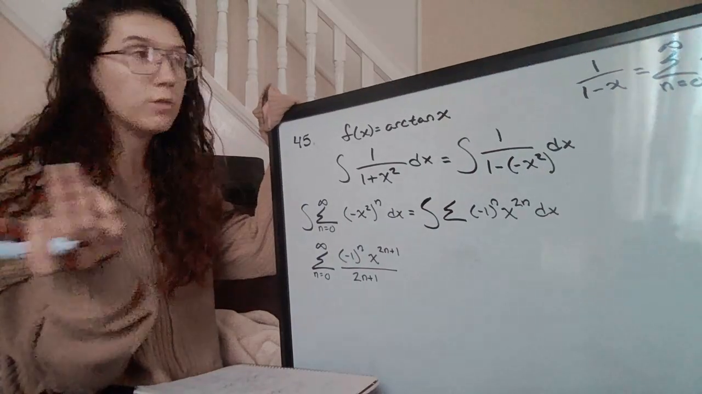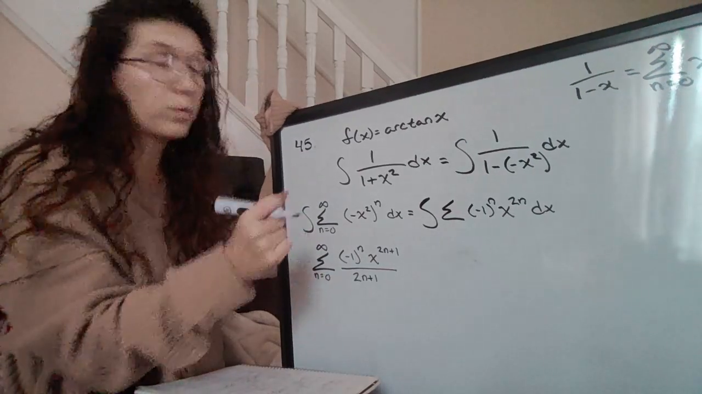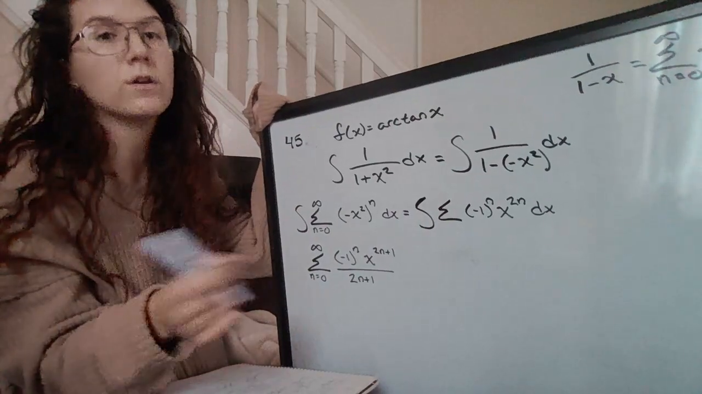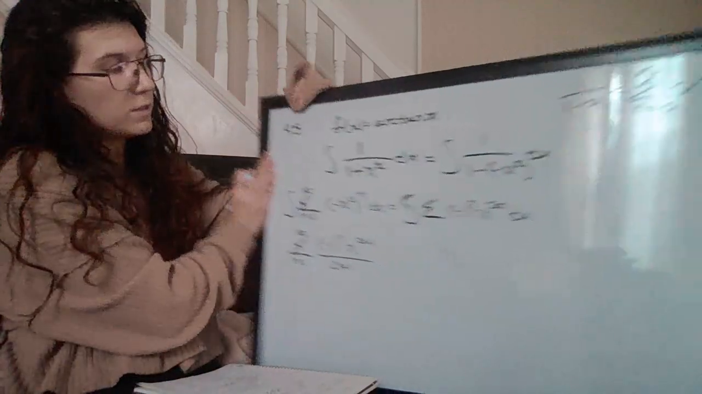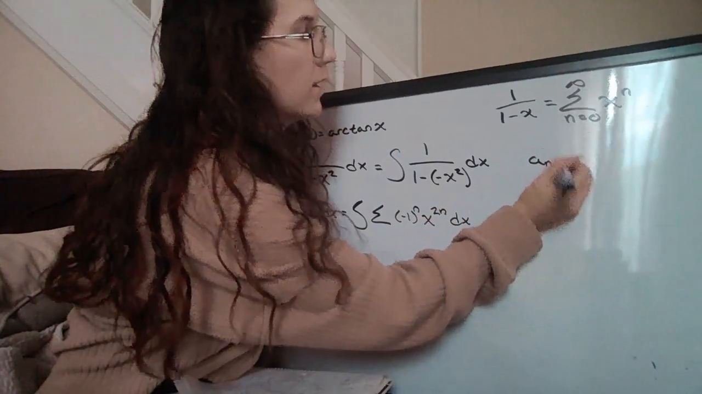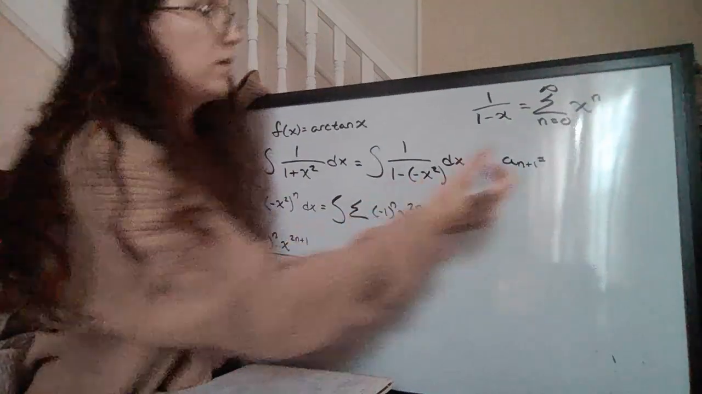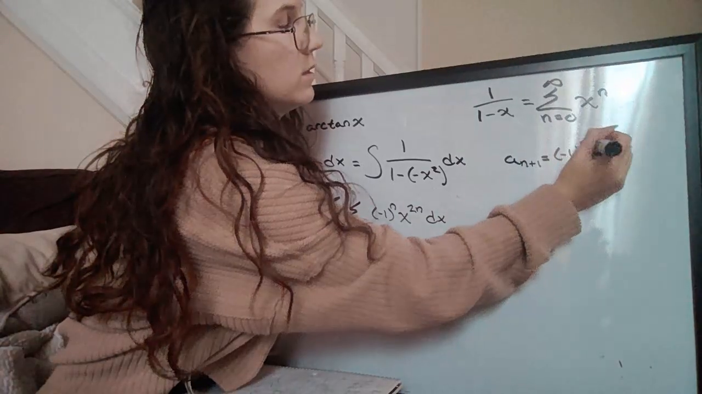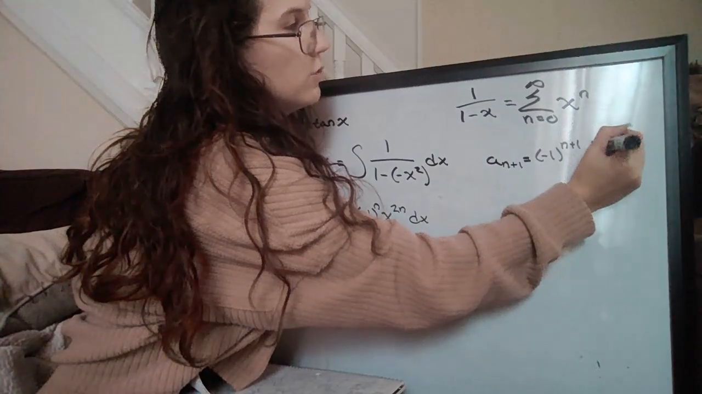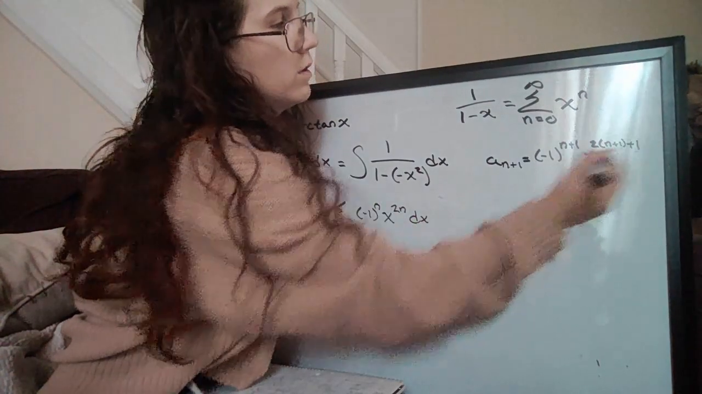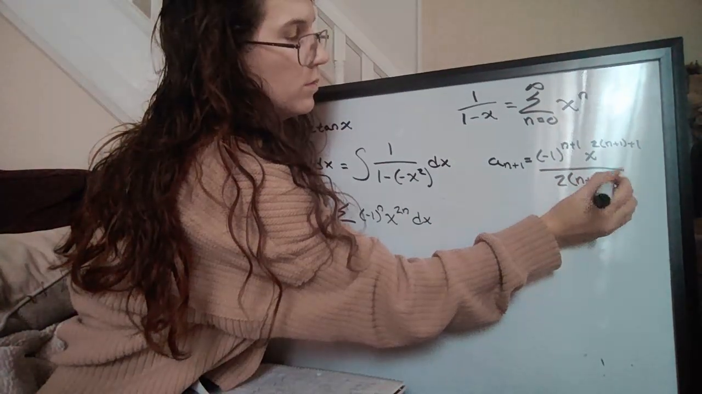And then whenever we're testing our radius of convergence, we do the ratio test, which means we need a sub n plus 1. So my a sub n is this guy, so my a sub n plus 1 is going to be negative 1 to the n plus 1, x to the 2 times n plus 1, over 2 times n plus 1 plus 1.